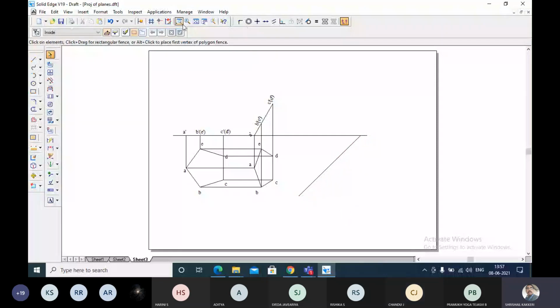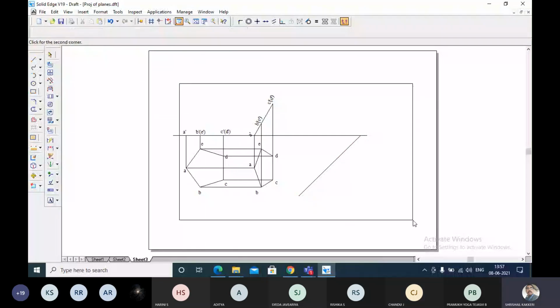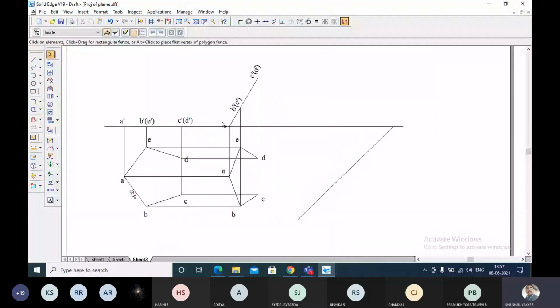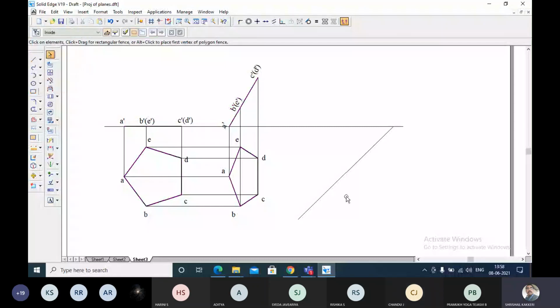Okay. Now, if you want, you can convert all these into visible lines. Hold control. Select the lines you want to convert into visible. I have selected all this. Then go to this one, write visible. So all these become visible.